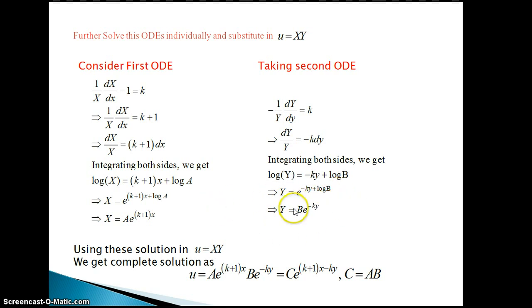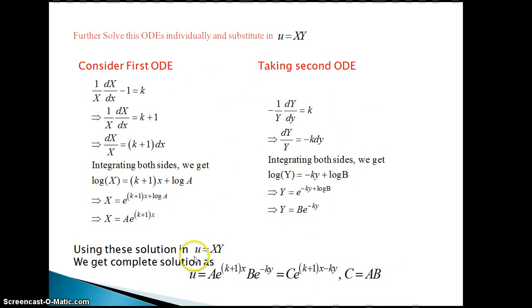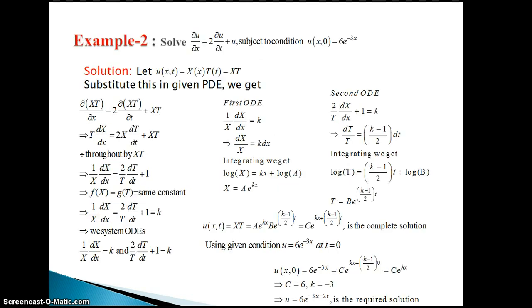Now you substitute this Y and X in u is equal to XY, and rearrange the terms. We'll get the final solution for this as u is equal to c times e power ((k plus 1)x minus ky), which is the complete solution. This is the solution of the given PDE. I hope that makes sense and it is clear. So we'll move on to the next example.